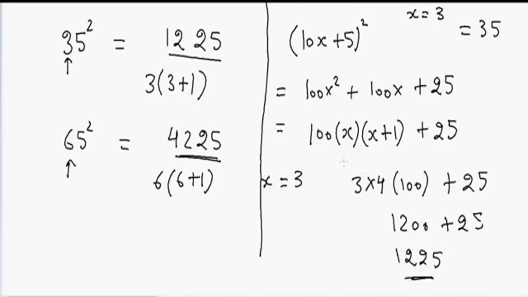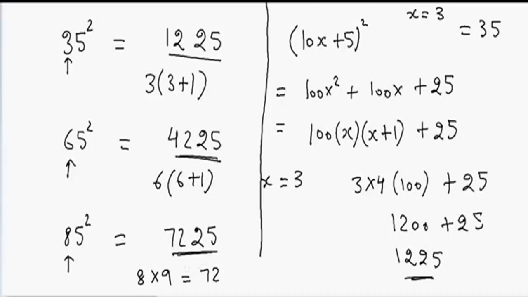So basically we are adding 1 to the first digit, multiplying it with the first digit, multiplying by 100 and then adding 25 in the end. Another example: if I have 85 squared, that will be 25 at the end, and we'll do 8 into 9, which is 72. So the answer is 7225. So this is how this trick works.